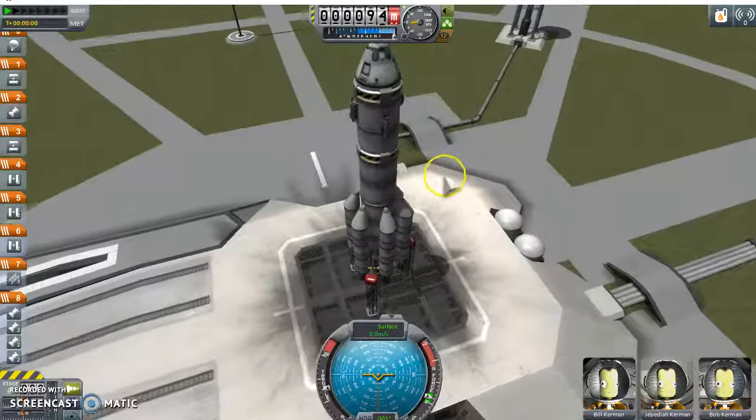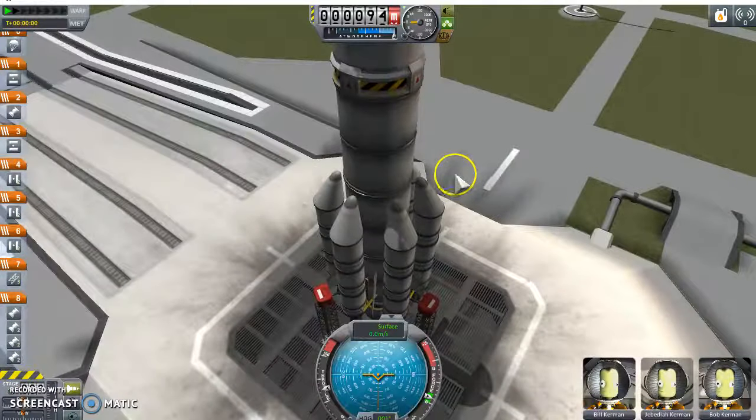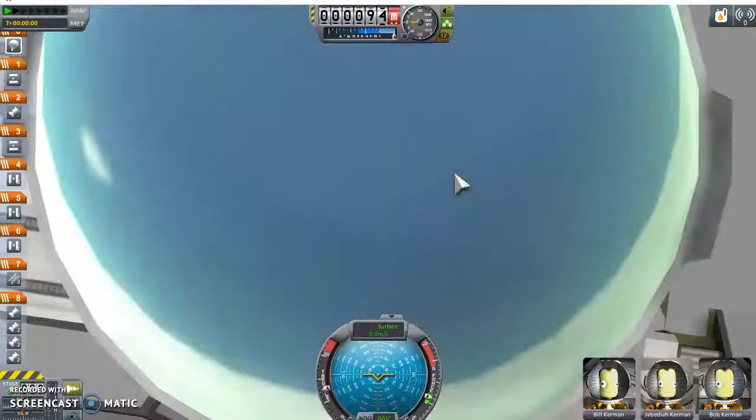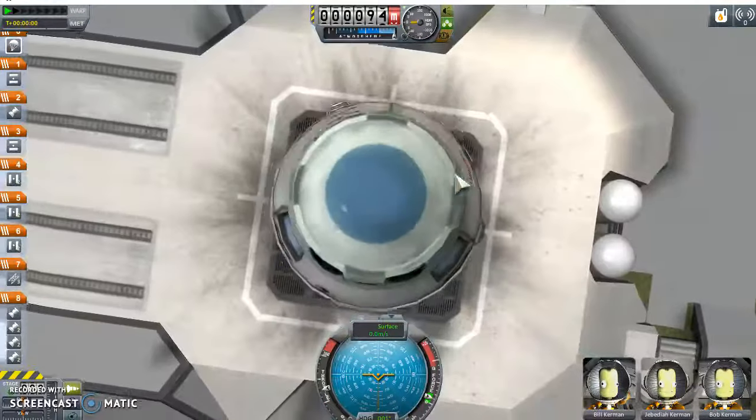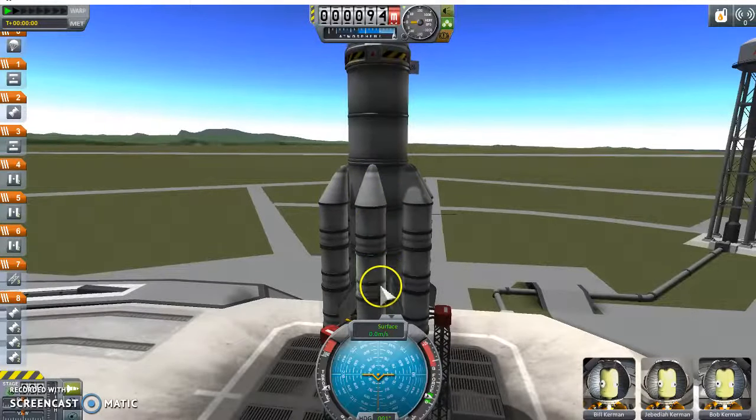Today we'll be launching Kerbal X, a very awesome rocket that can get to orbit and do a moon flyby and everything. This is in sandbox mode, so we can make mistakes, and I will do that.